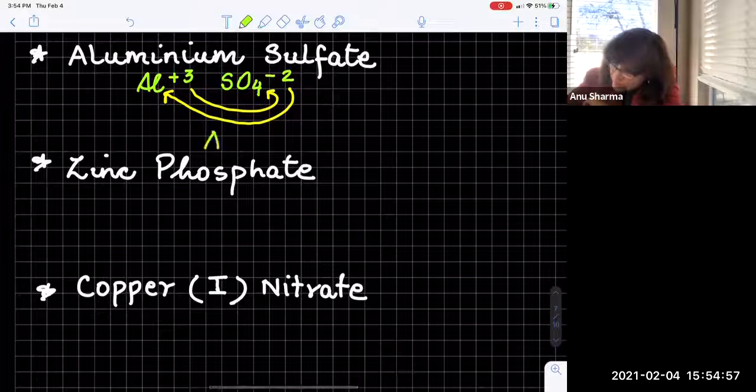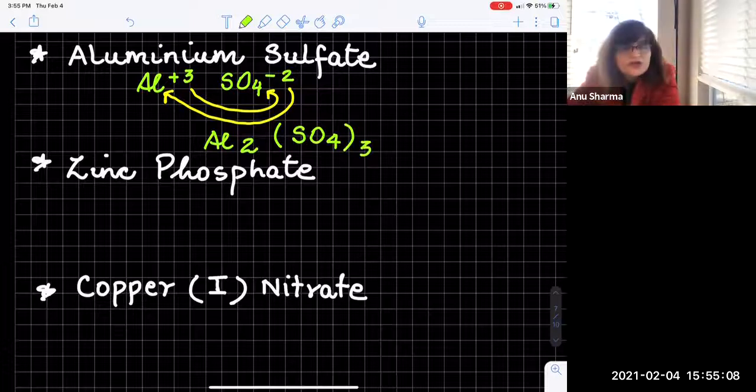So here you have aluminum 2, parentheses sulfate, 3 whole thrice. Because +3 is more than 1, right? And sulfate is -2. So you need to put the polyatomic ion in the parentheses, okay? Because it's SO4, otherwise it becomes SO43. That doesn't make sense. So this means for every 2 atoms of aluminum, there are 3 polyatomic ions of sulfate.